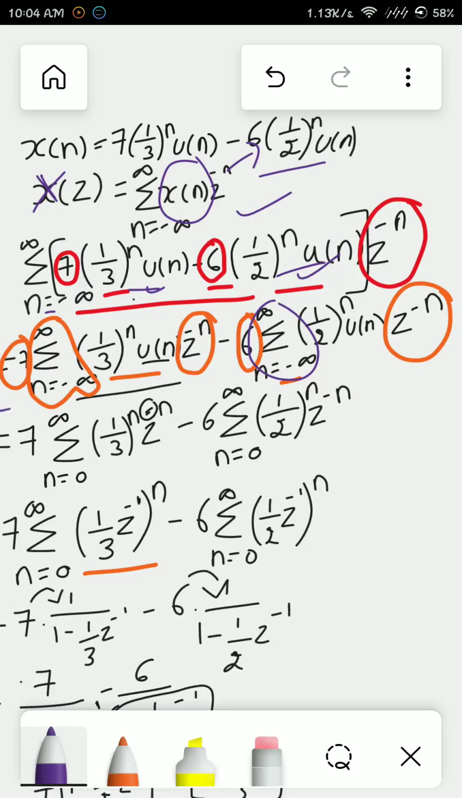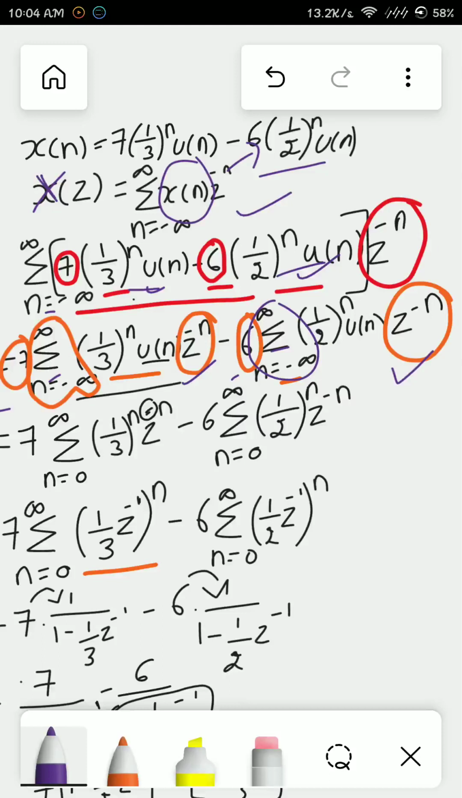I removed the constants outside: 7 and 6 are outside. I provided a summation to these two, right? 1 by 3 to the power of n into u of n, and 1 by 2 to the power of n into u of n. You can see that there is a summation, right? And then what did I do? For both, I multiplied z to the power of minus n, right?